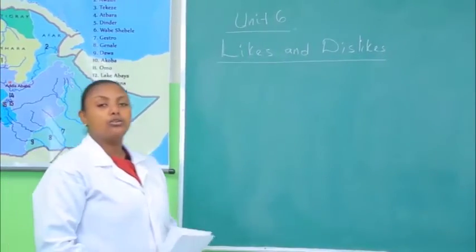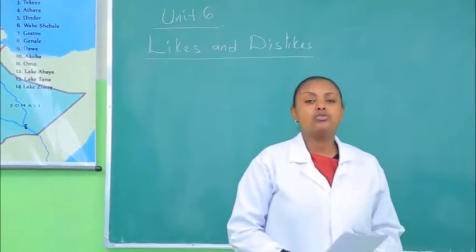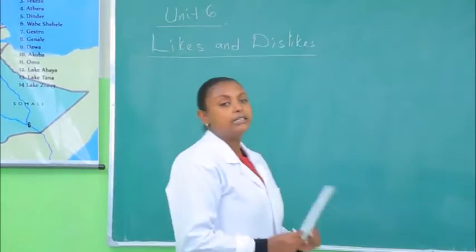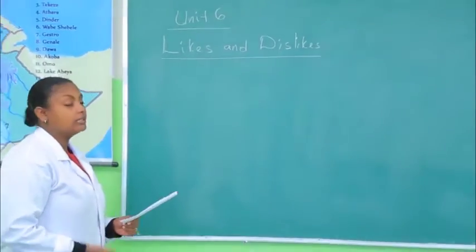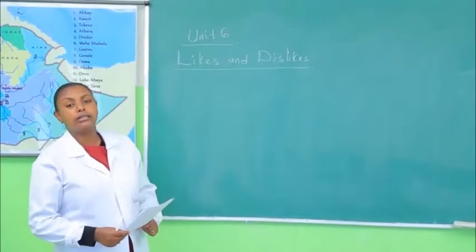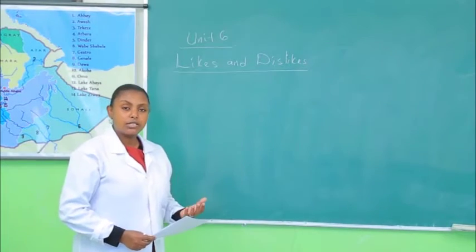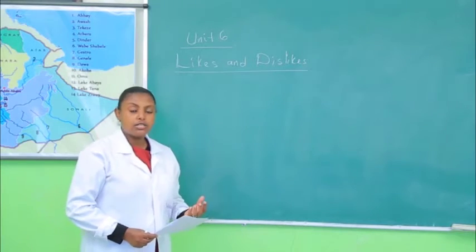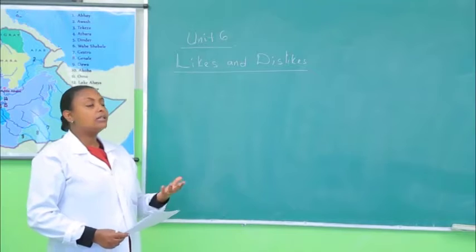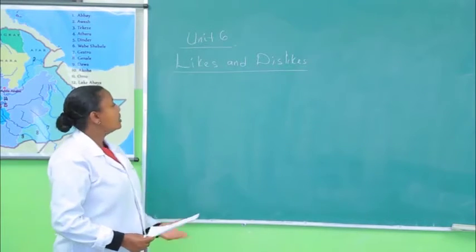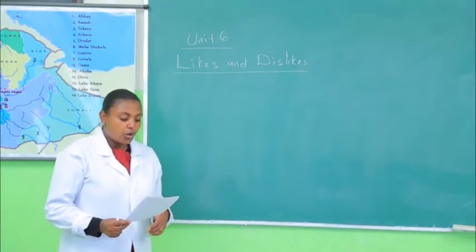Under this unit, we are going to discuss some grammatical structures and also some reading and writing pointers. The main objective of our lesson is for you to read the passage in your textbook and do the questions after you read the passage, and also some vocabulary. What are the vocabularies that you use to express your likes and dislikes?